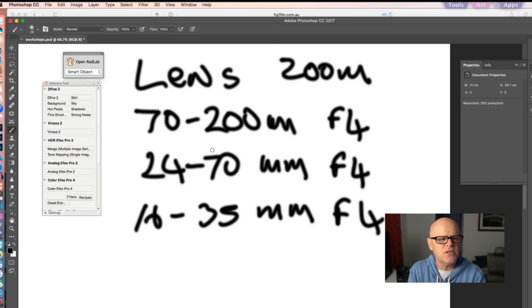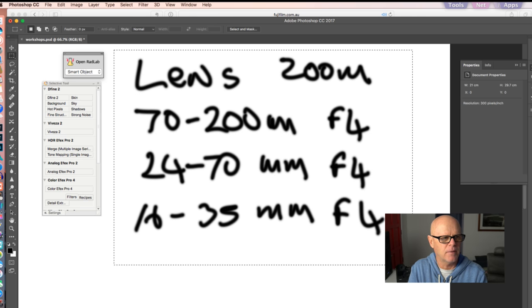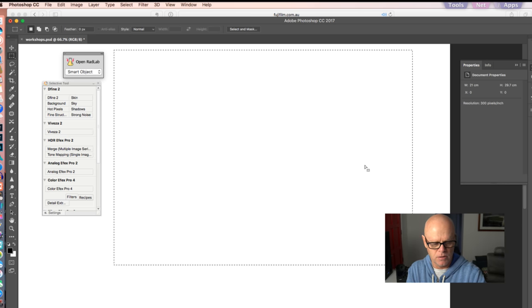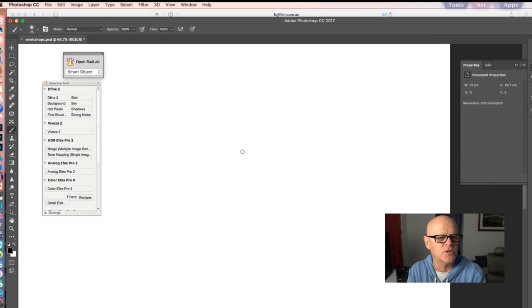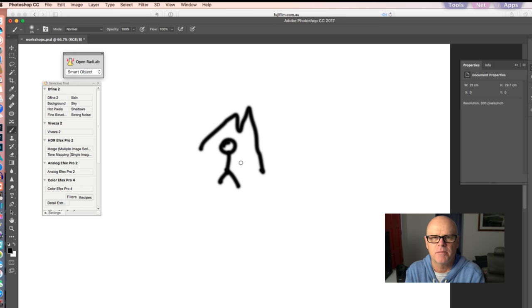The main thing is I do tend to still use the 70 to 200 quite a bit, but if we're dealing with compression, that's the main time I'll use it. I'm just going to draw a little diagram here. You're going to laugh at my drawing, but it'll give you an idea of what I mean. If I had a person standing here, and there's a mountain in the background, and I shot it with the 70 to 200, it would bring the mountain very, very close. It compresses that background very close.